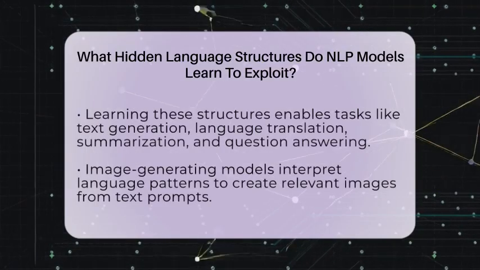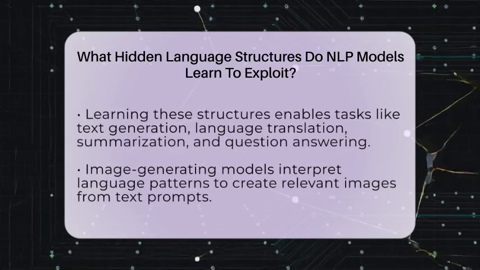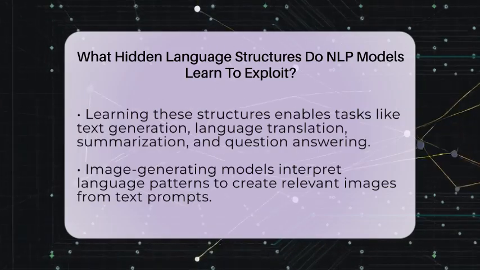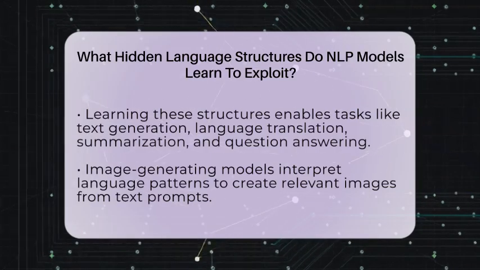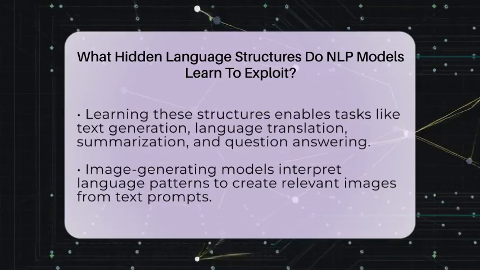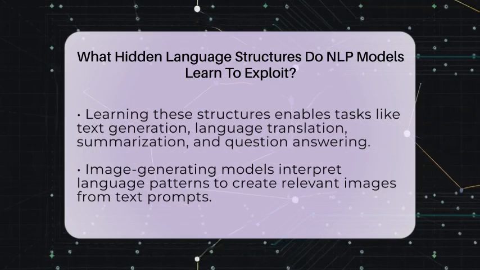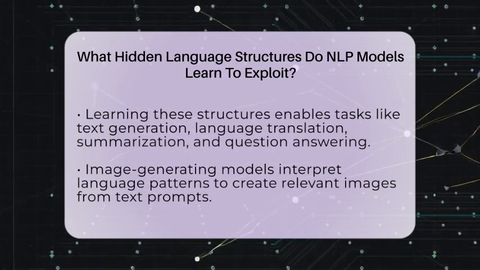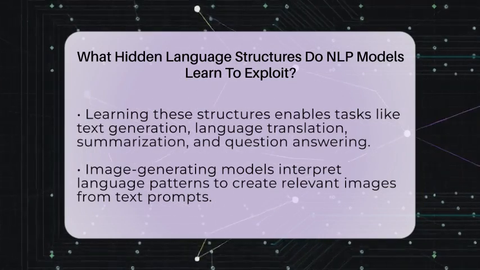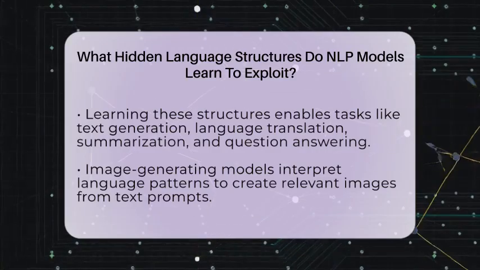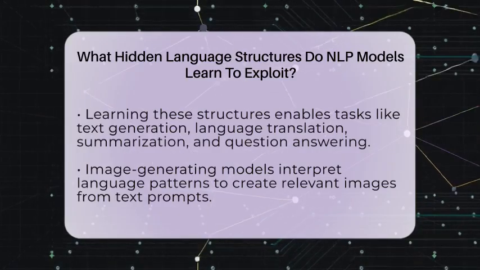These models also learn latent structures, which are hidden patterns like grammar rules, phrase boundaries, or how ideas are combined. They do this without being explicitly told what the rules are. Instead, they find these patterns by analyzing vast amounts of text and noticing what words and phrases tend to go together. Knowing these hidden structures helps NLP models perform many tasks.